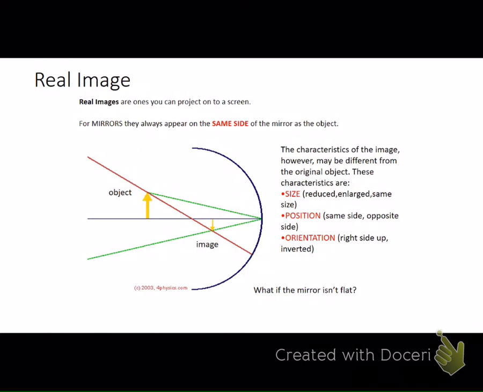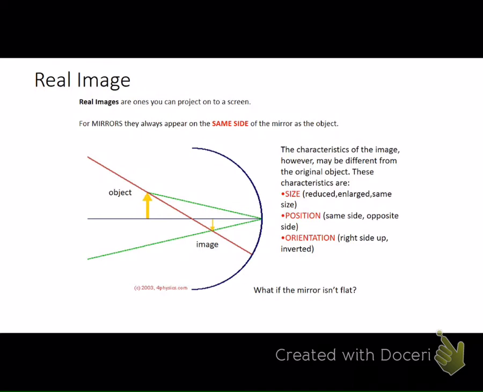In addition to real versus virtual, some other characteristics of images of objects that we get from looking in a mirror are the size of the object. Does it get enlarged, magnified, or does it get reduced? Position, so is it on the same side or opposite side, whether it's virtual or not? And the orientation, so does the image come back straight up and down, or does it get flipped upside down? So those are things we always look for.